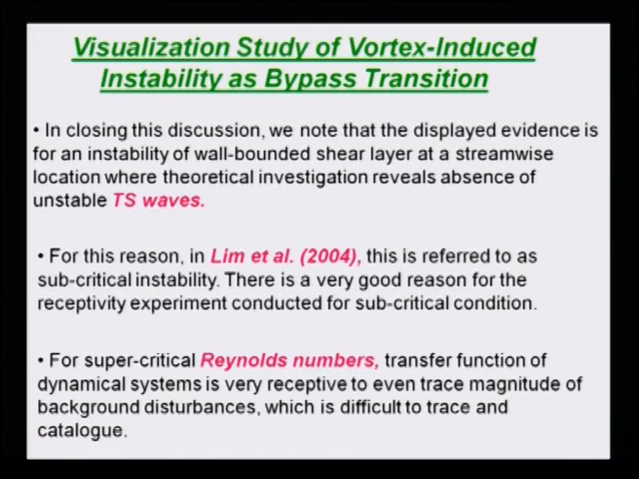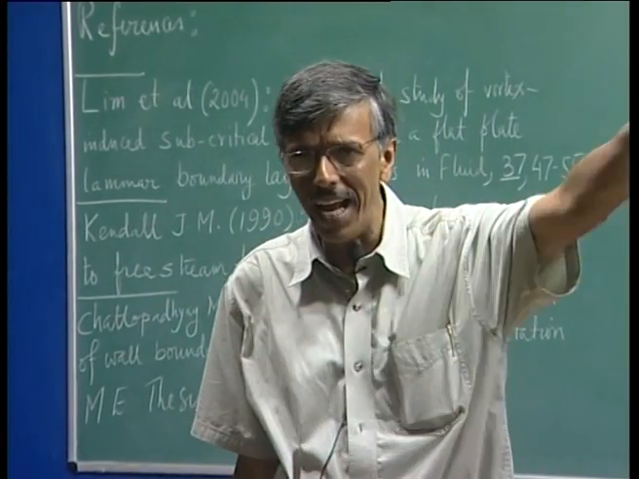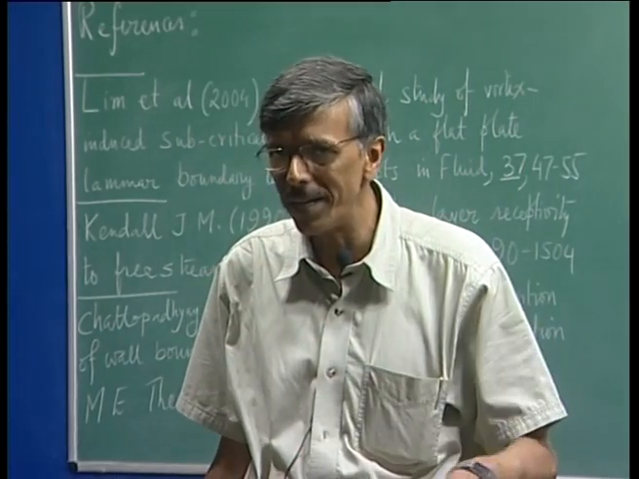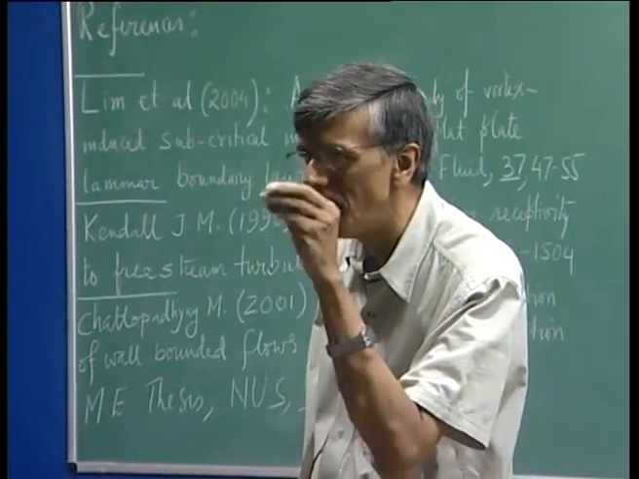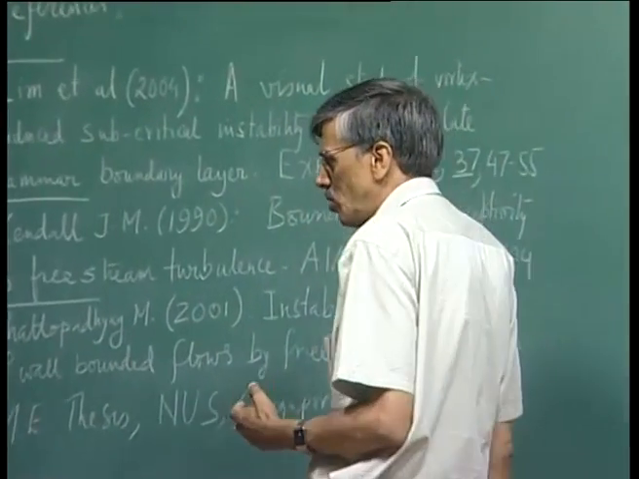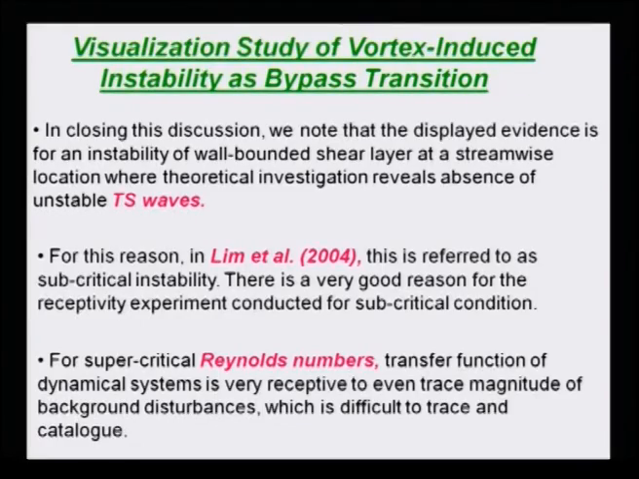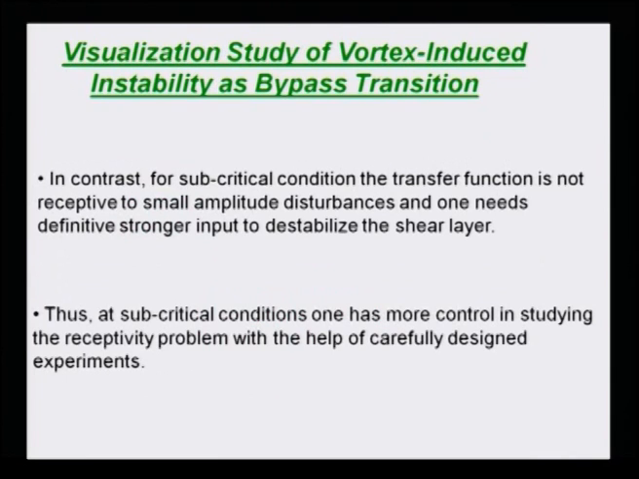There is a very good reason for the receptivity experiment. Why we do a subcritical test is because if we are looking at a supercritical Reynolds number, we talk about the transfer function of the dynamical system that would be very, very receptive to even a trace magnitude of background disturbances. Like what we talked about in case 3, where it was just simply translating towards the end. If there is a rapid time variation, you would see some bit of disturbances growing up, and that is precisely what happens with a supercritical case. So, if you are trying to establish some physical mechanism, it is in your best interest that you do the experiment on a subcritical scenario.